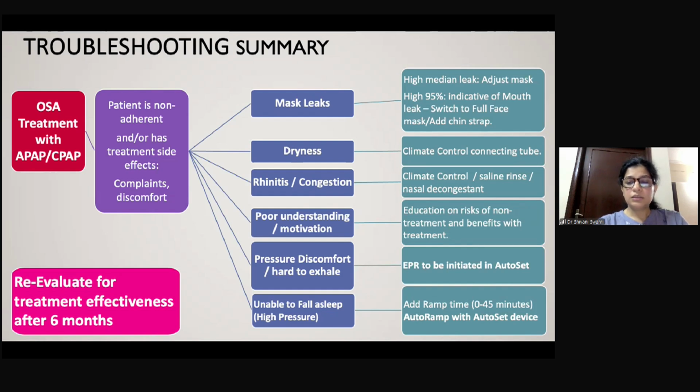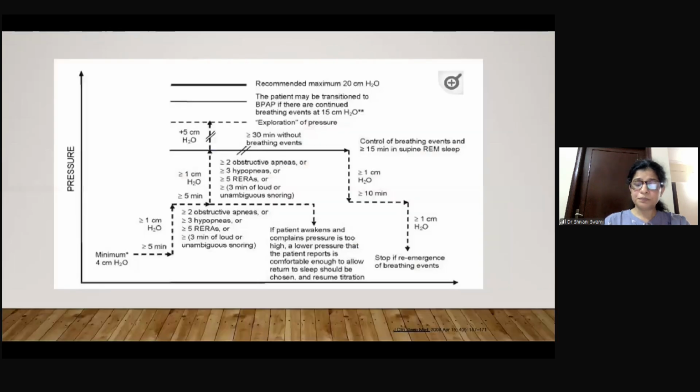So these are all small interventions which could actually improve the compliance and add to the comfort of the patient. At the same time, initially call the patient at 4 to 6 weeks with the compliance data, see how they're doing, understand if they're facing any challenges, and then maybe have a second visit after 6 months. So these small interventions will go a long way in increasing compliance, and hence we must actually take care of these.